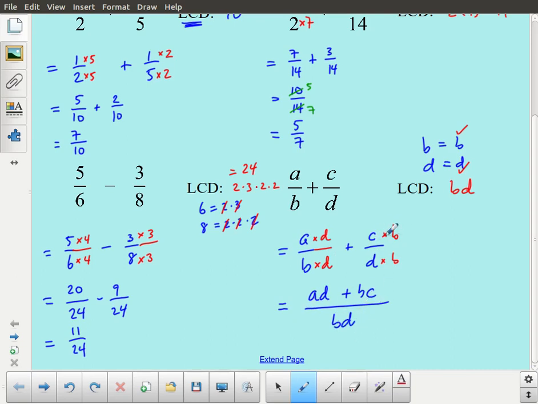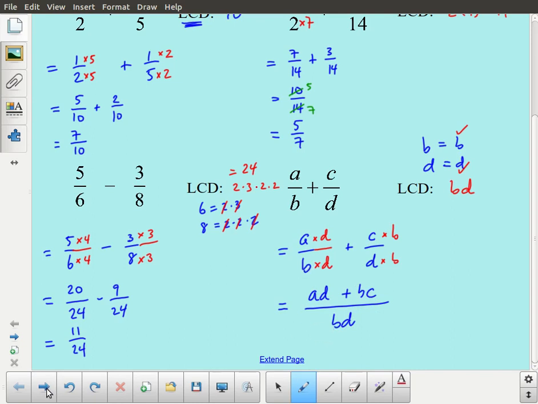And I did rearrange the order of a couple of these things because convention in math is we normally, but not always, try to write our variables in alphabetical order just for consistency as well. It makes it easier to identify common terms.